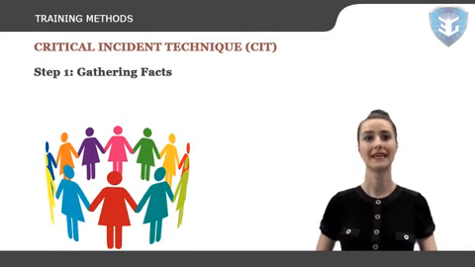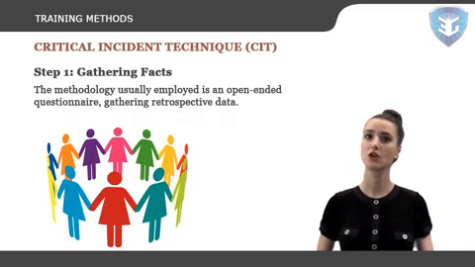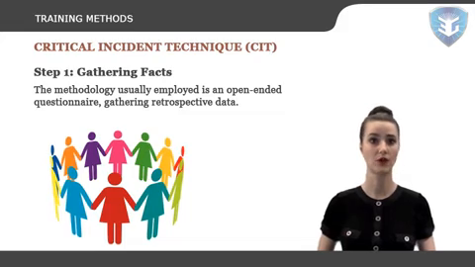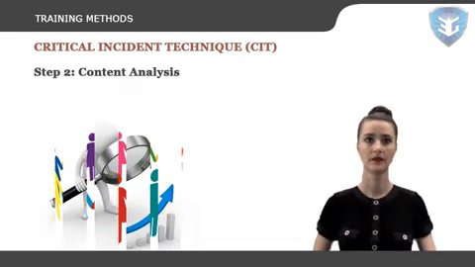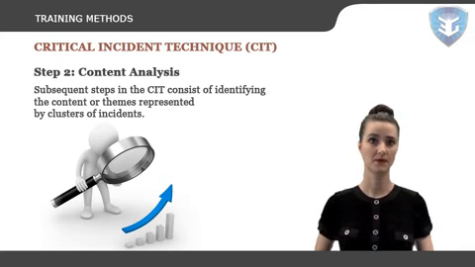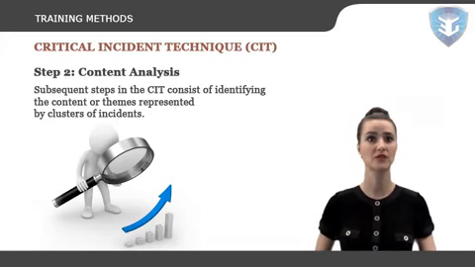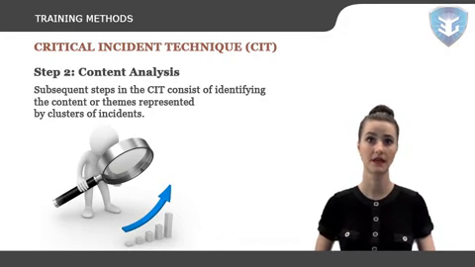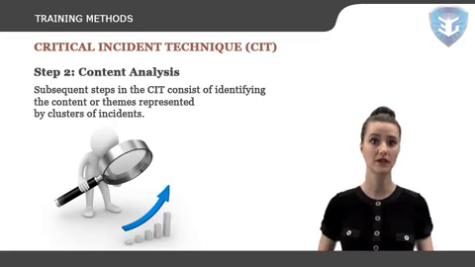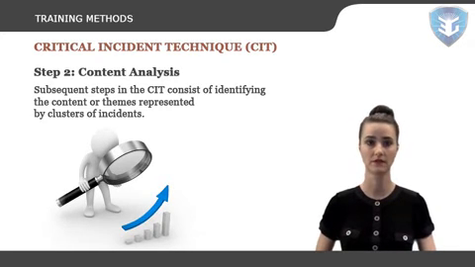Step 1. Gathering facts. The methodology usually employed is an open-ended questionnaire gathering retrospective data. Step 2. Content analysis. Subsequent steps in the CIT consist of identifying the content or themes represented by clusters of incidences and conducting retranslation exercises during which the analyst or other respondents sort the incidents into content dimensions or categories.